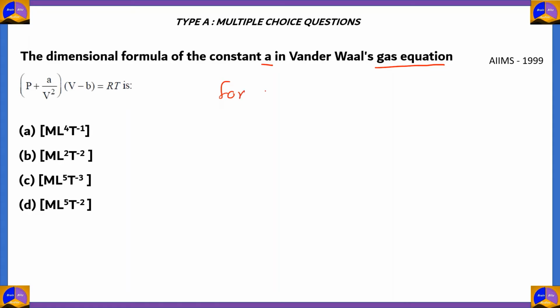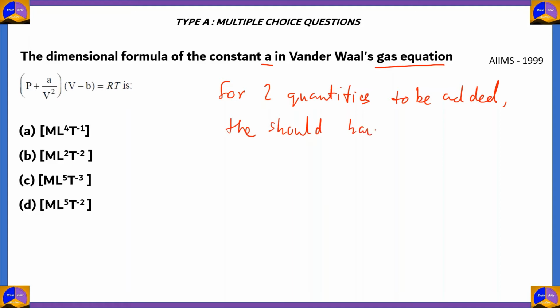we have the following rule. For two quantities to be added, they should have the exact same dimension. So we don't need to look at these parts, but let's look at this bracket, P plus A by V squared.